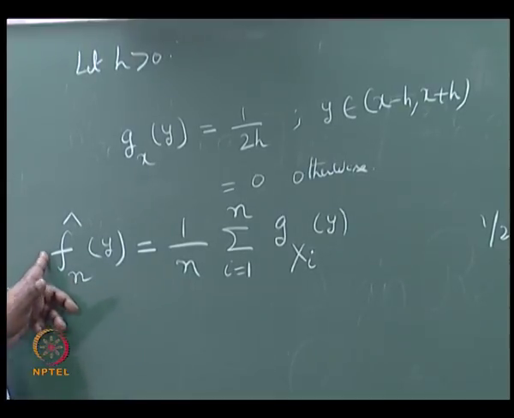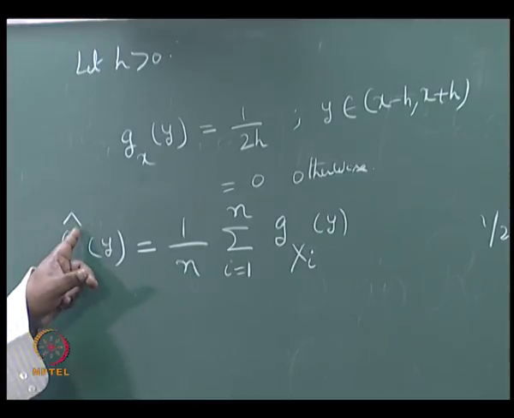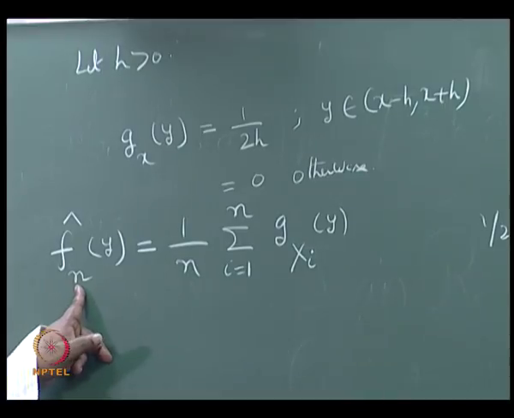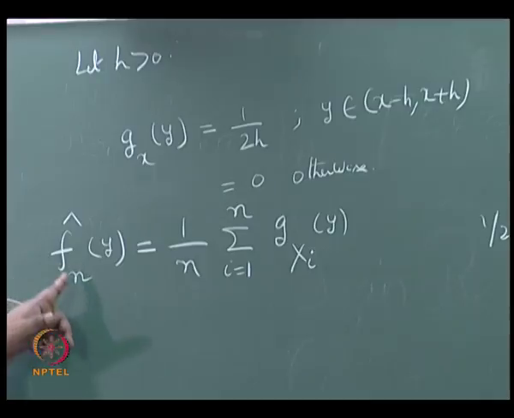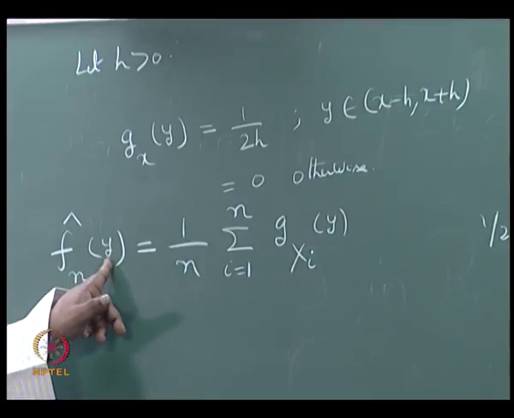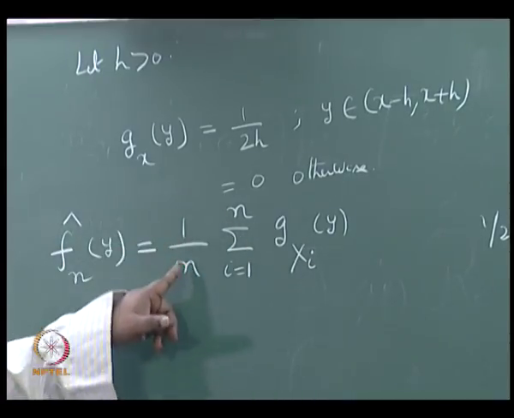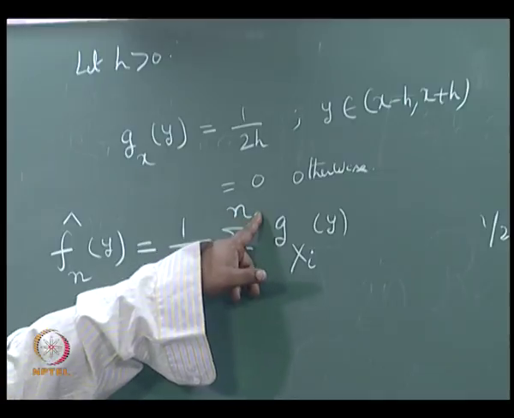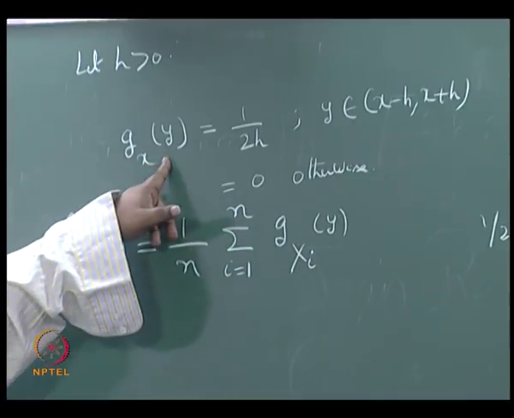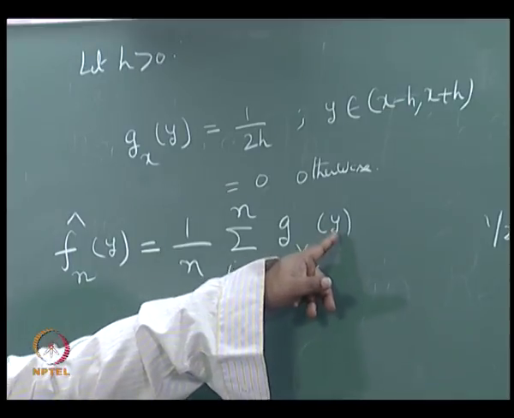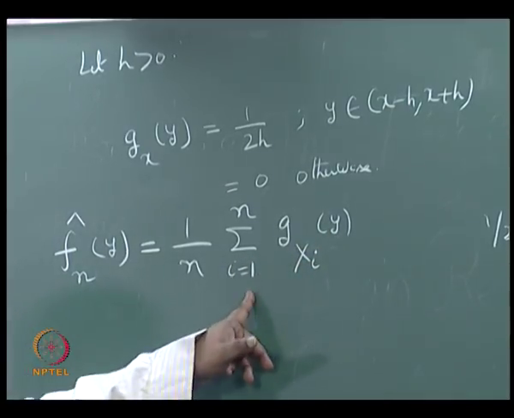Because it is an estimate, I am using the symbol hat. It is based on n random variables, so I am using the symbol n. I am finding the value of the estimate at the point y, so it is f n hat of y. This is 1 by n, summation i is equal to 1 to n. I have already defined g: g x i of y, i is equal to 1 to n.